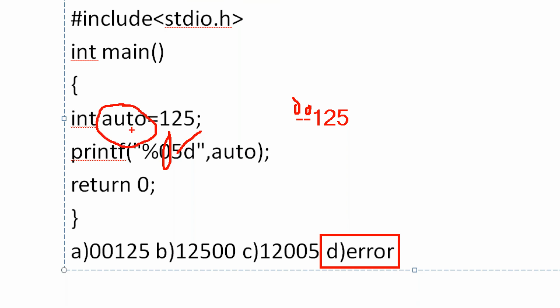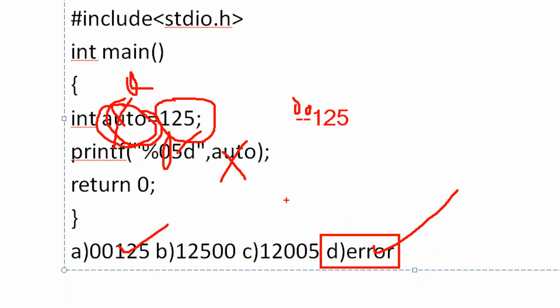Auto is a keyword used in C language. Never use a keyword as a variable name, so you will get a compile error. The answer is D. So it is wrong. It would be correct if we change this auto to some other variable, like A. If I am changing it to A, then it is correct. But if I am taking auto, the answer is error.